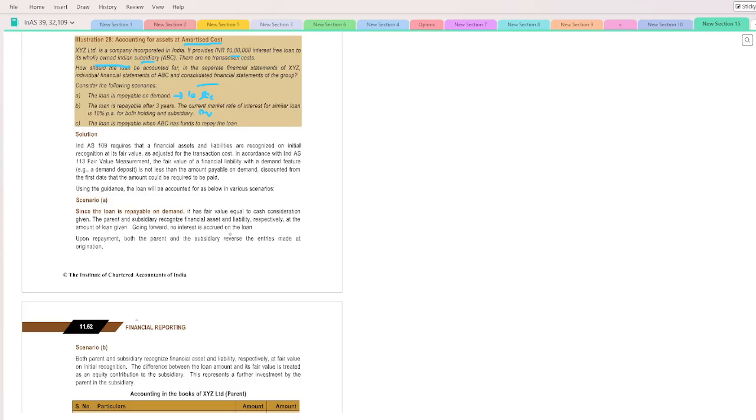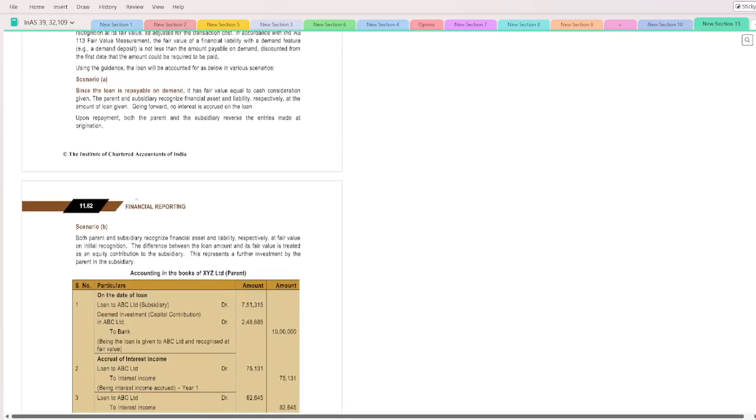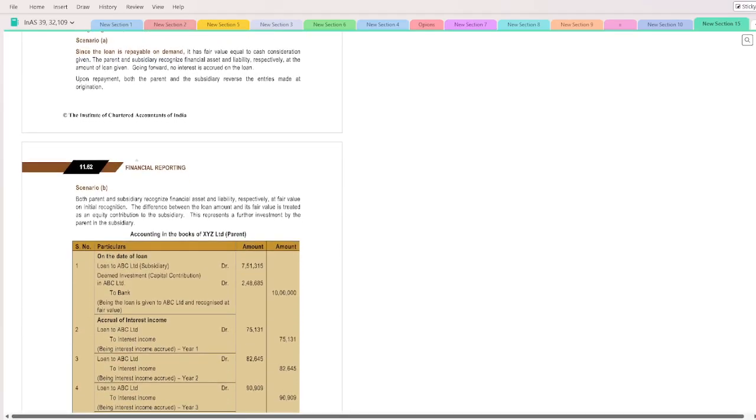Going forward, no interest is accrued on the loan. Upon the repayment, both the parent and the subsidiary reverse the entries made at origination. Here there will be no difference because you are recording it at the 10 lakh the parent company has given as the loan. That's why the difference will not be coming here. Now this difference will be coming in scenario B, because here you will be recording at the present value, not at 10 lakh.